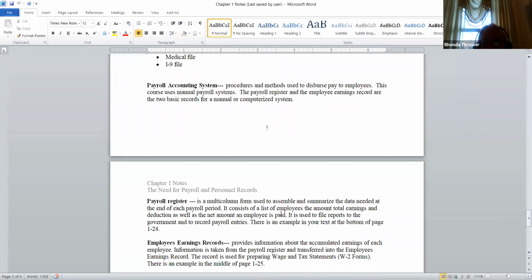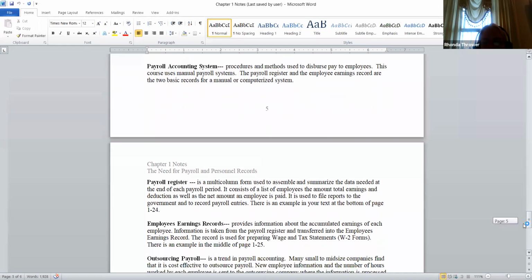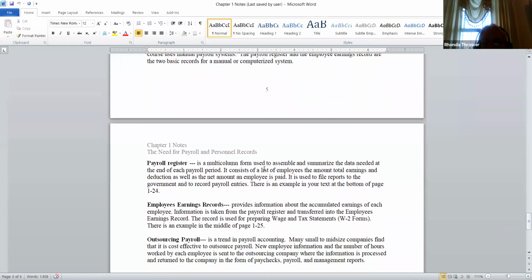We're going to see a lot of this payroll register. The payroll register is basically a multi-column form that is used to assemble and summarize data needed at the end of each payroll period. It will consist of a list of employees, the amount of total earnings, and the deductions that are taken out on the employee, as well as the net amount that is paid to the employee. And this payroll register is used to file reports to the government and also to record payroll entries.